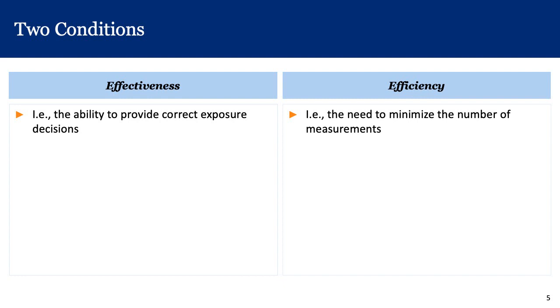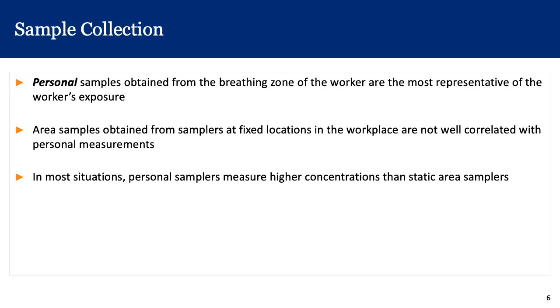Conversely, you could be very efficient. In fact, you could make no measurements at all and spend no money and provide an exposure decision, but that exposure decision could be completely wrong, and therefore you would not be effective at all. So you can see there's a trade-off between effectiveness and efficiency, and the appropriate balance needs to be struck between these two competing criteria.